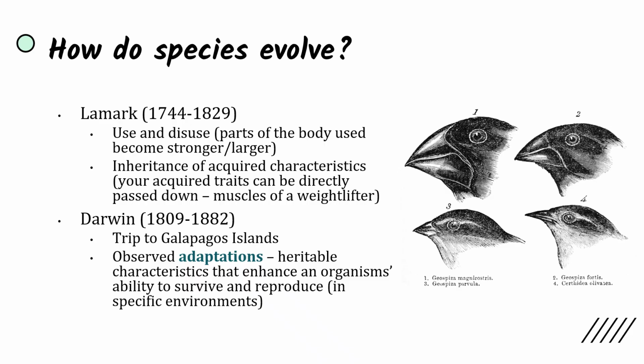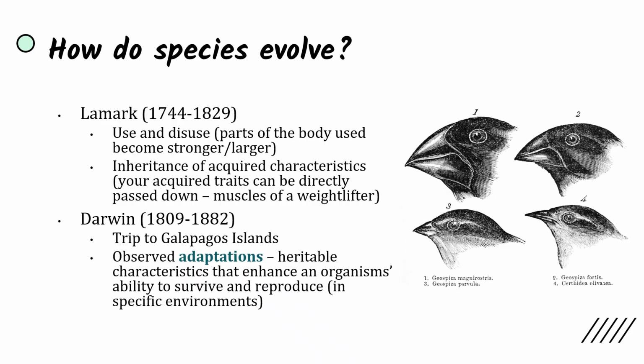And he proposed that you could inherit acquired characteristics. So your acquired traits can be directly passed down. For instance, the offspring of a weightlifter will immediately out of the womb have stronger muscles, just because they're the offspring of the weightlifter. Now, this has been rejected, and the used explanation of evolution is Darwin's theory of natural selection.